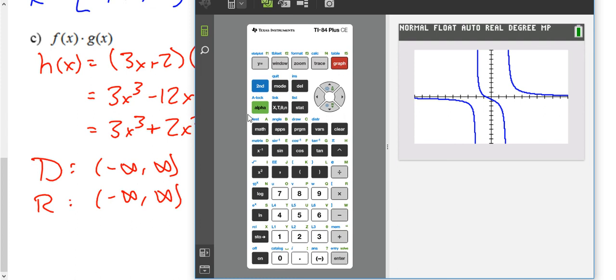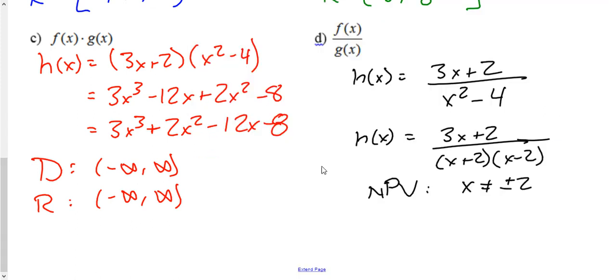Let's take a look. So our domain here is going to be, and because we have multiple pieces, I'm going to switch back to set notation: x such that x cannot equal negative 2 or positive 2, but x is an element of real.